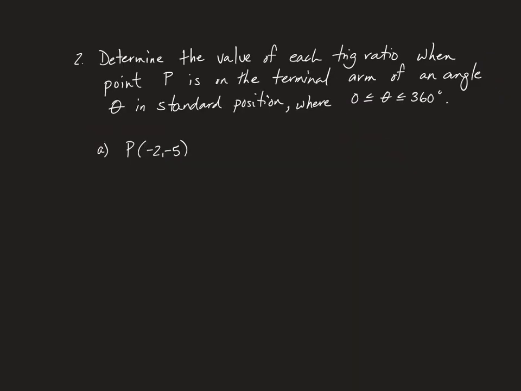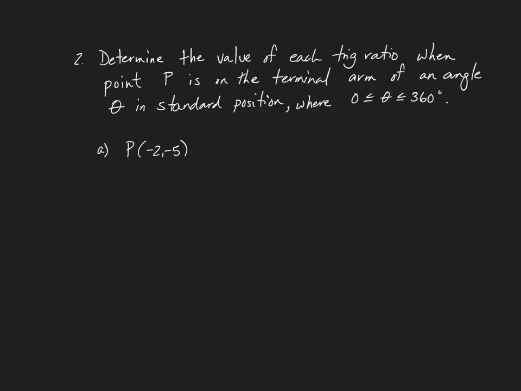So we're going to change gears a little bit now, and I'm just going to give you a moment to read the problem on the screen. What we're going to do is go back and address something that we did in the previous lesson, but we're going to nail down some specifics in it. Okay, what I want to do now is break down some of the key components here. It says determine the value of each trig ratio.